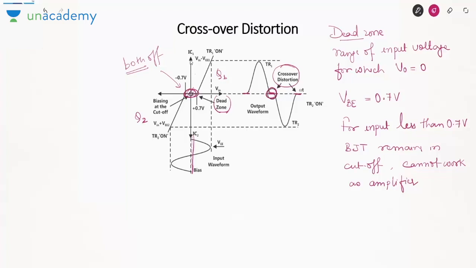So non-sinusoidal nature can be due to two reasons. The first reason is the non-linear region of operation, and the second one is the dead zone in the characteristic, which is called crossover distortion. In both cases, the output will be non-sinusoidal, which can be expressed as a Fourier series. So these are two main types of distortion that are generally experienced in power amplifiers.